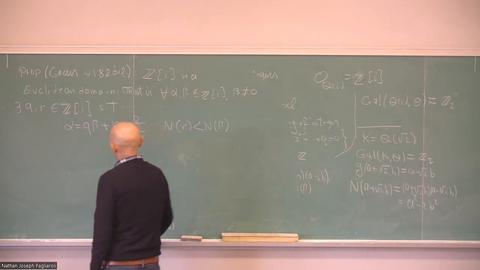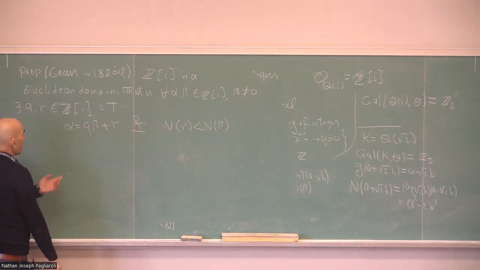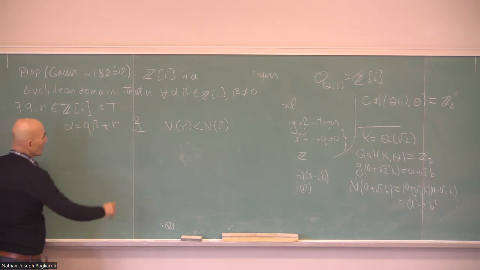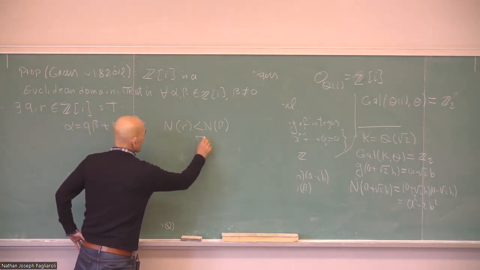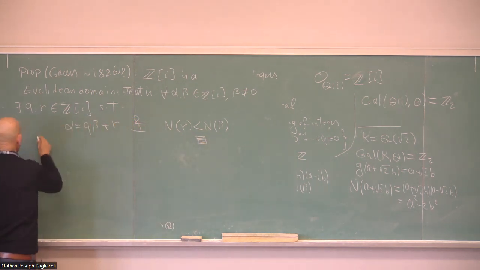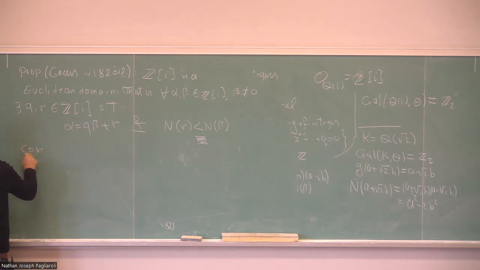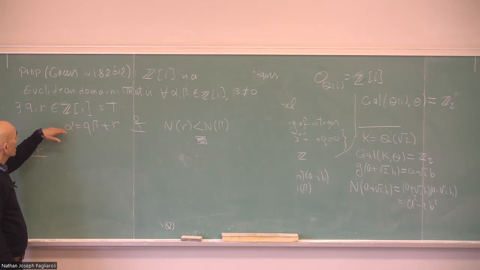Okay, so we have that, right? It's a standard result. I'm going to assume it. The corollary of this is that Z[i] is a principal ideal domain.